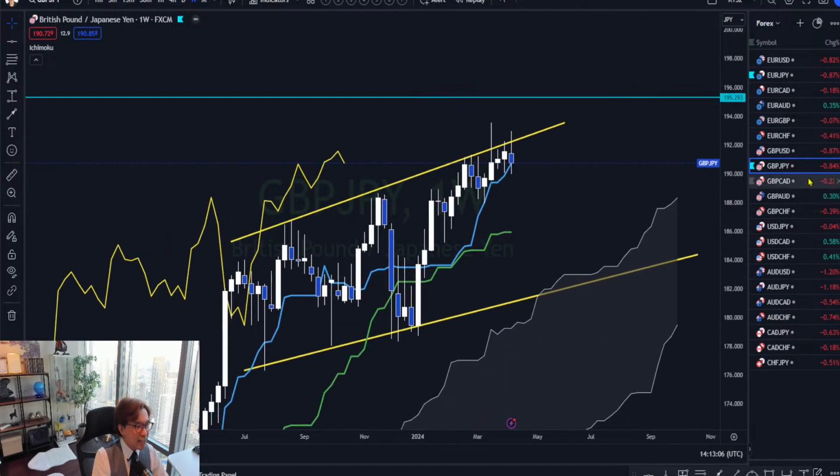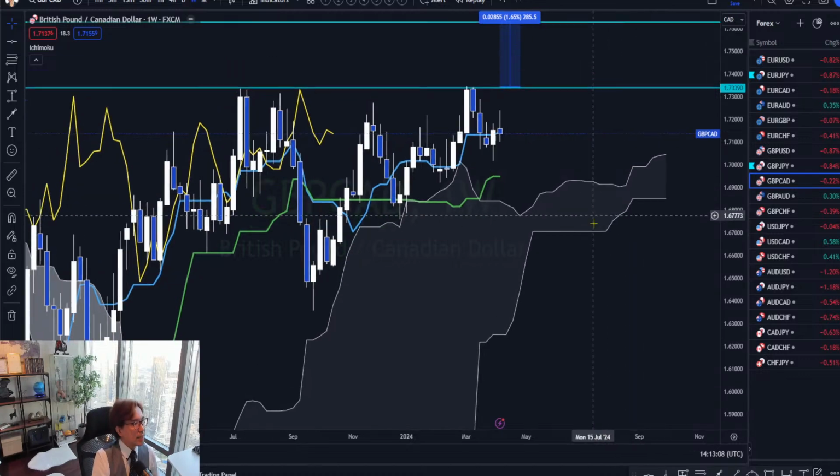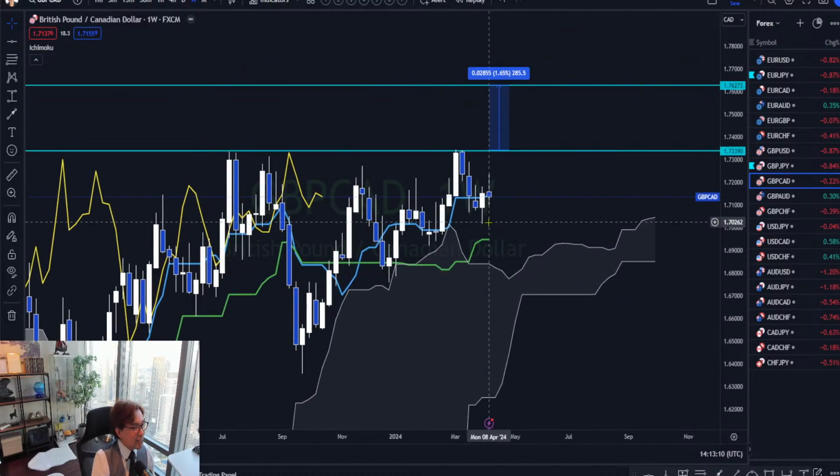Okay, so next one is Pound CAD. Pound CAD has been completely range, so there's no direction. Kumo flat, Kijun Sen flat, and Chikou span is also very close to candles. And the best scenario is to wait for the break of 1.7339. However, now I see a little dip over here.